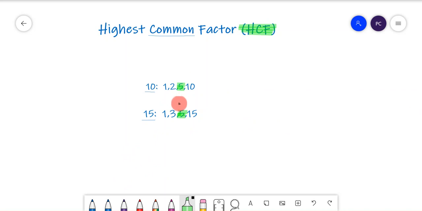And why is it the highest common factor? Well, it's a factor for both 10 and 15, and it's the highest value that is a factor that's common for both of these numbers. So that's the idea of what's known as the highest common factor.